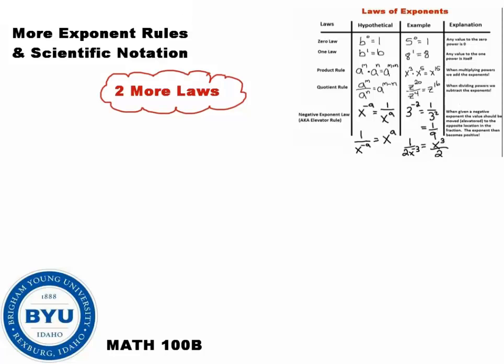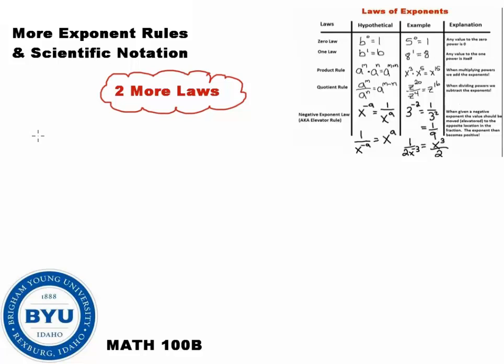Hello and welcome to where we will be discussing two more exponent rules and also discussing how this can apply to the real world when we talk about really big numbers or really, really small numbers using scientific notation. So I've gone ahead and pasted up the five rules we learned. Remember, there's the zero law, the one law, the product rule, the quotient rule, and then also the negative exponent rule.